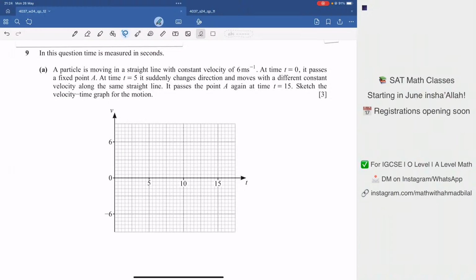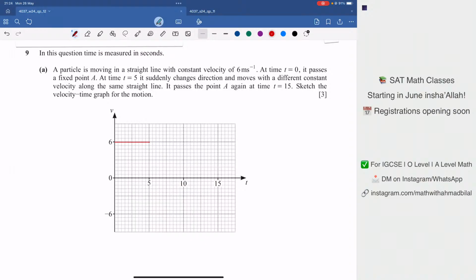Okay, now how do we think about this? So first of all, they're saying it's moving in a straight line with constant velocity of 6 meters per second. It's a velocity time graph. So if velocity is 6 meters per second, it's moving at that constant velocity. And then at time equals 5, it suddenly changes direction. Okay. So first of all, for the first 5 seconds, it's moving at 6 meters per second. So we have a horizontal line for that like this at 6, right?